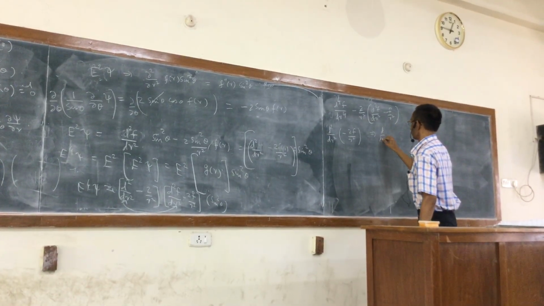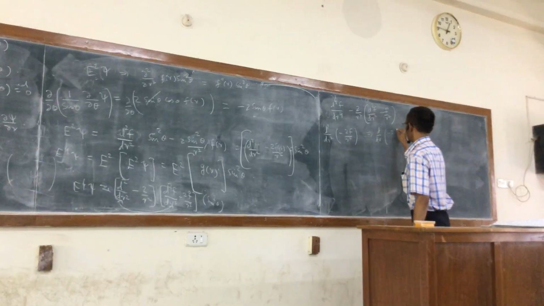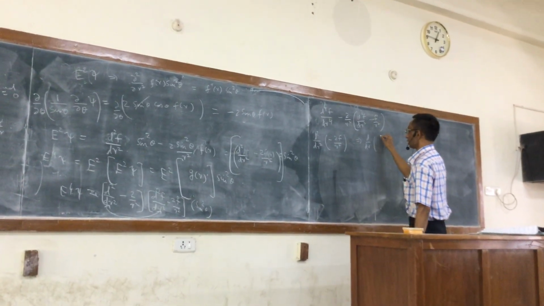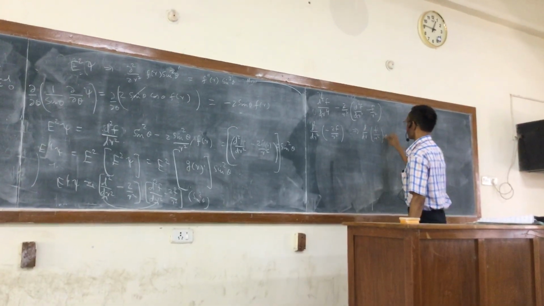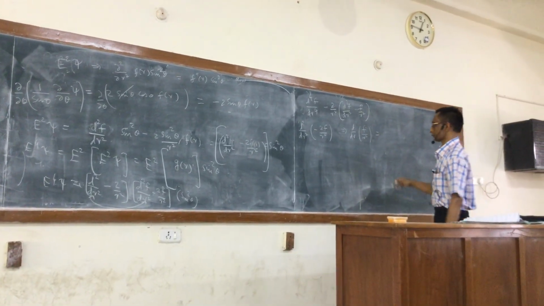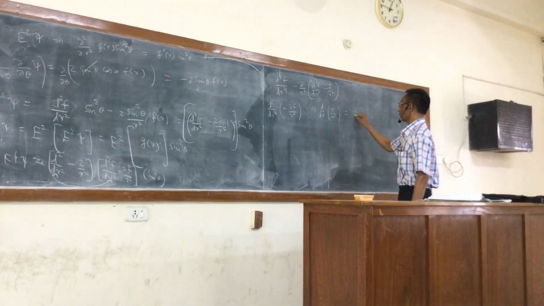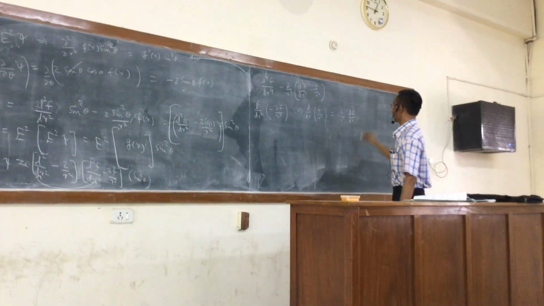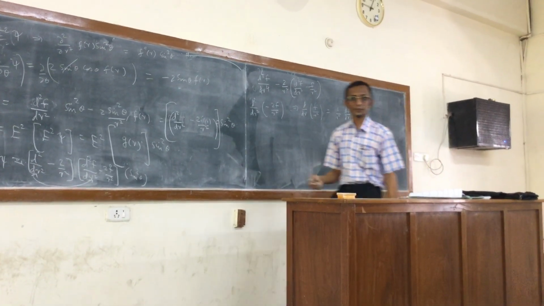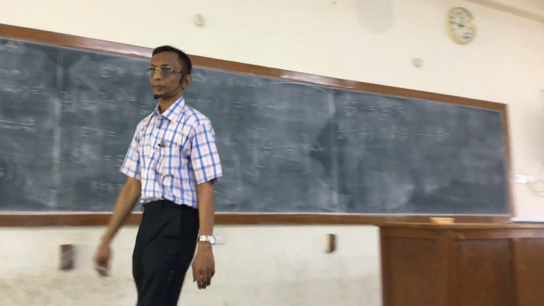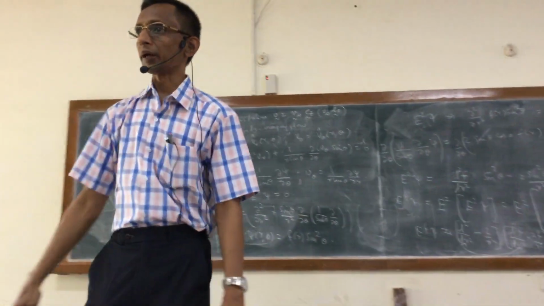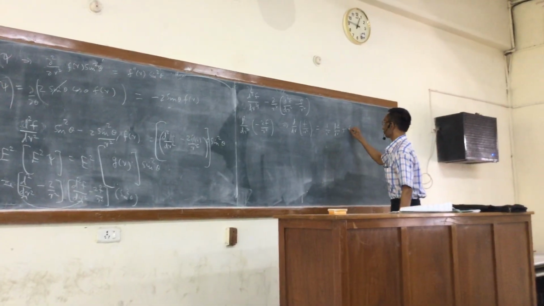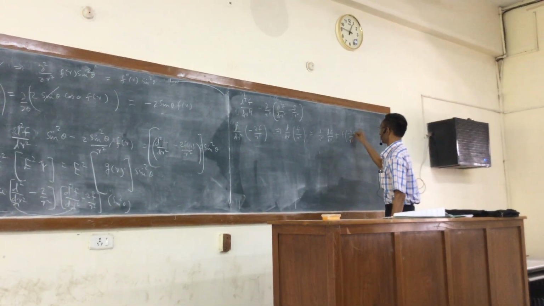d by dr of minus 2. Let's take the minus 2 off. So d by dr of f over r squared is 1 over r squared df by dr plus f times d by dr of 1 over r squared, which is minus 2 by r cubed. It is an easier way to do it. Plus f times minus 2 over r cubed.